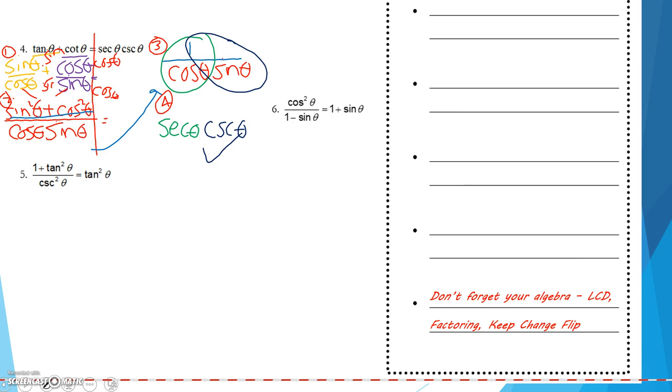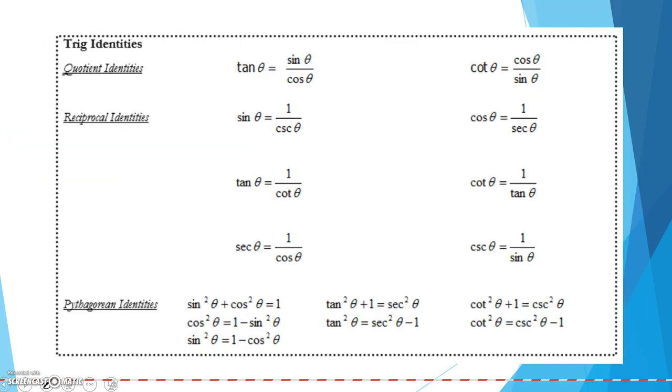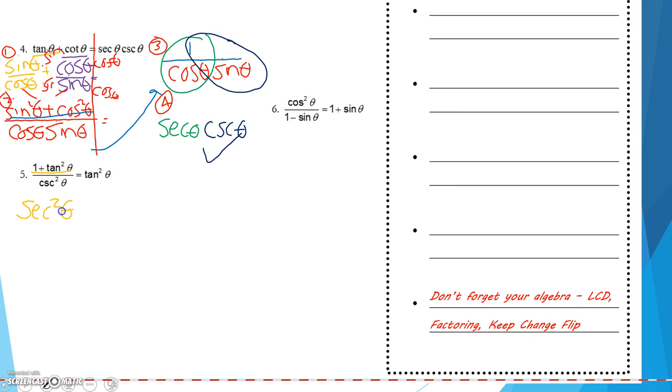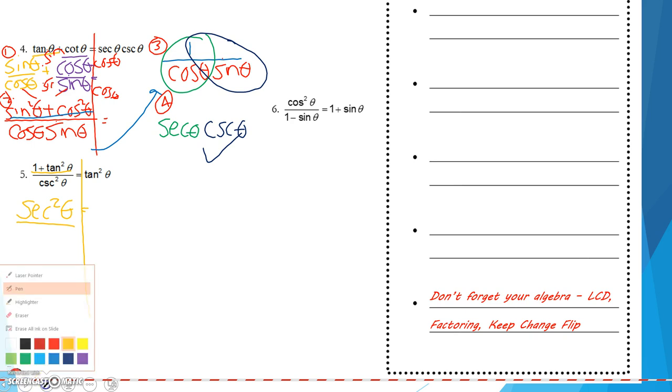The next one. On top right away, I see a Pythagorean identity. 1 plus tangent squared, or tangent squared plus 1, doesn't matter if the order is different, is secant squared. So I'm going to change the top of that to secant squared. And I'm going to keep it over cosecant squared.